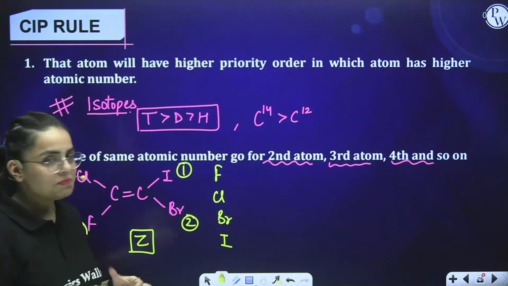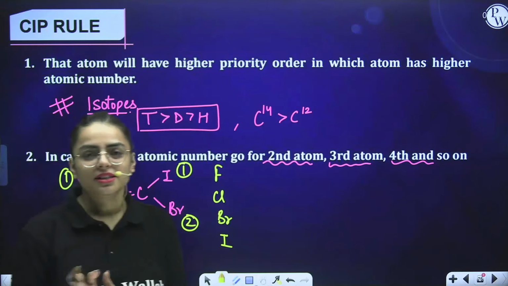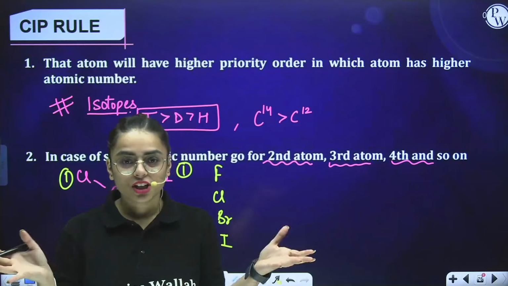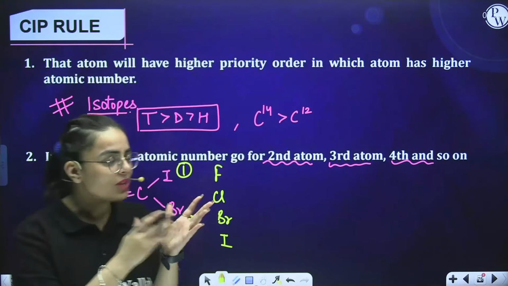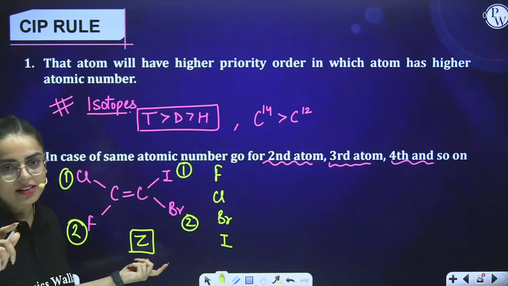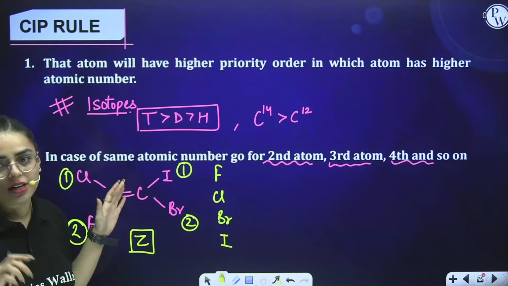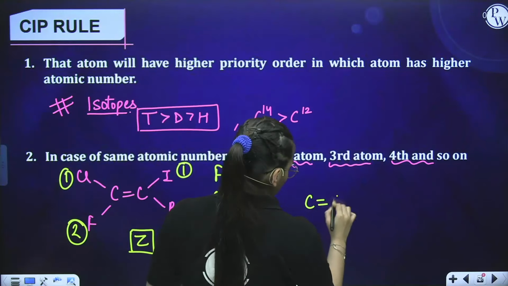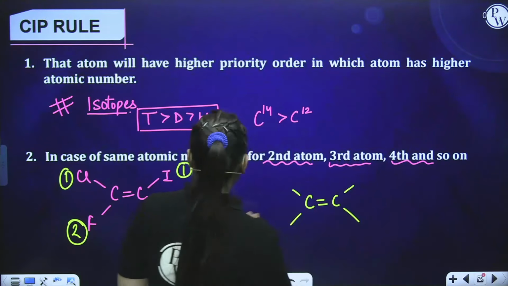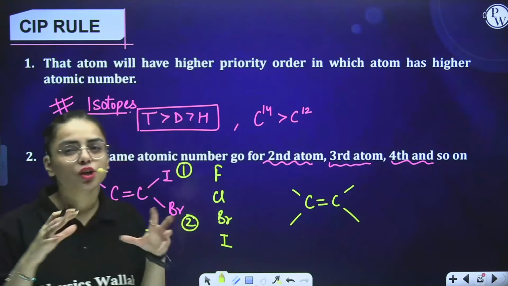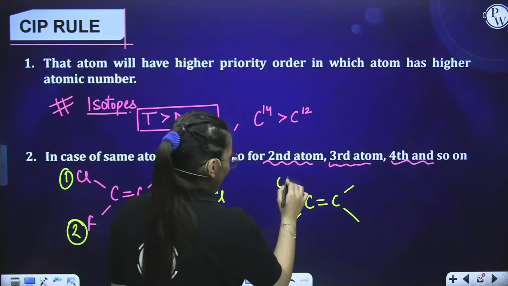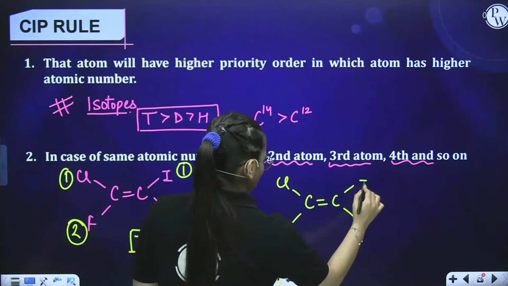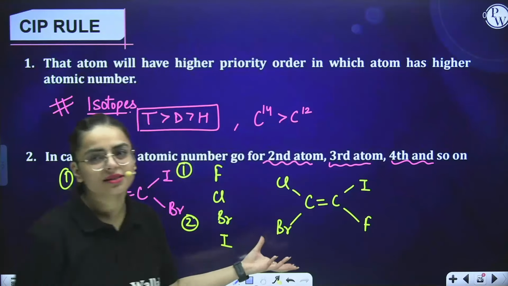If someone's best friend is basically referred to as jigri in Hindi, jigri dost, from that jigri I have just derived that Z is when they are present on the same side. And if I take another example, let us take chlorine and bromine on one side, and iodine and fluorine on the other side. Let us take this case for now.